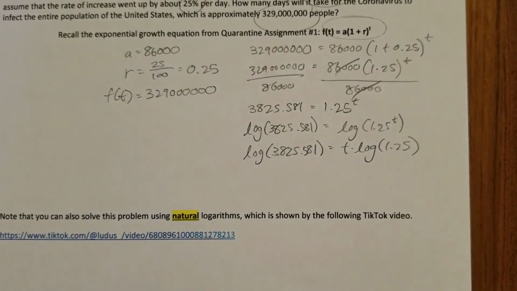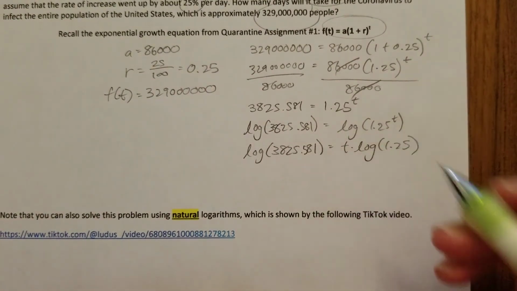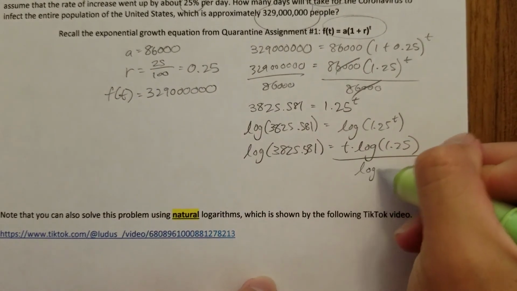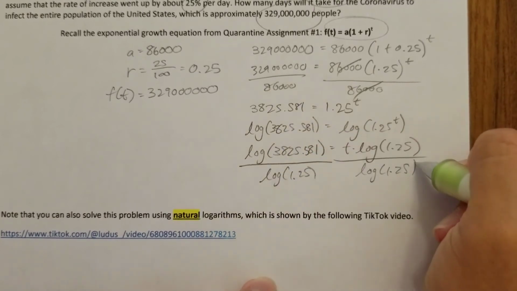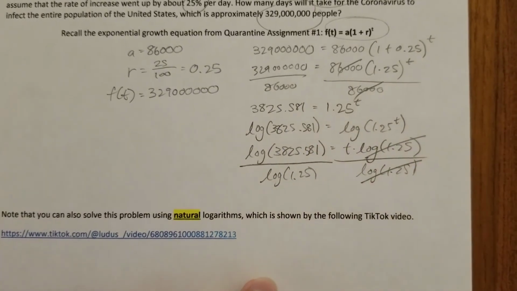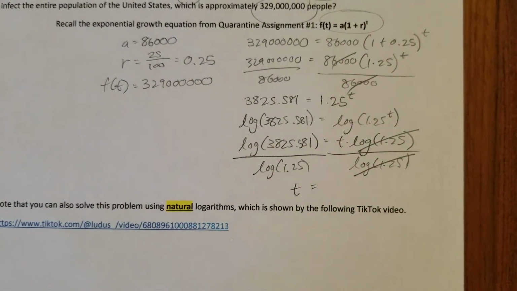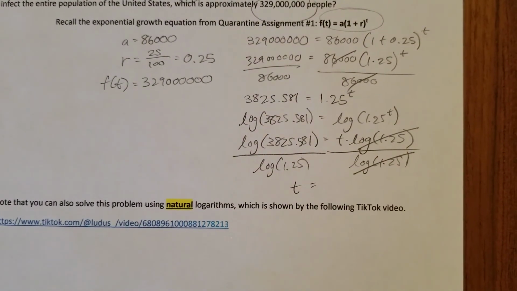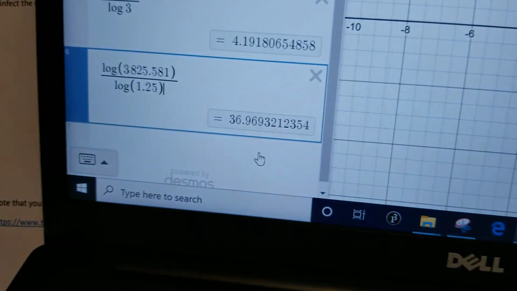Okay, next we need to solve for t. In order to isolate t by itself, we need to divide both sides by log of 1.25. This will cancel out with this, and we're left with t, and we have to go ahead and calculate that. So this is going to be log of 3825.581 divided by log of 1.25. So see that right there.